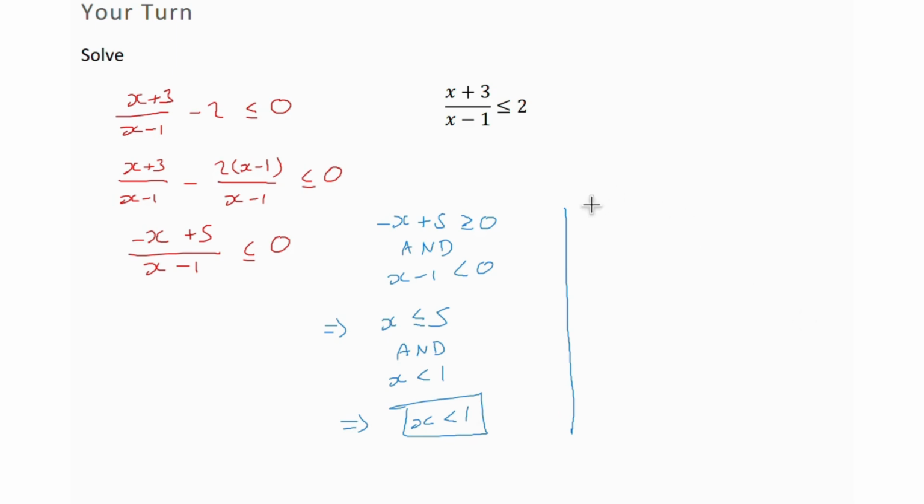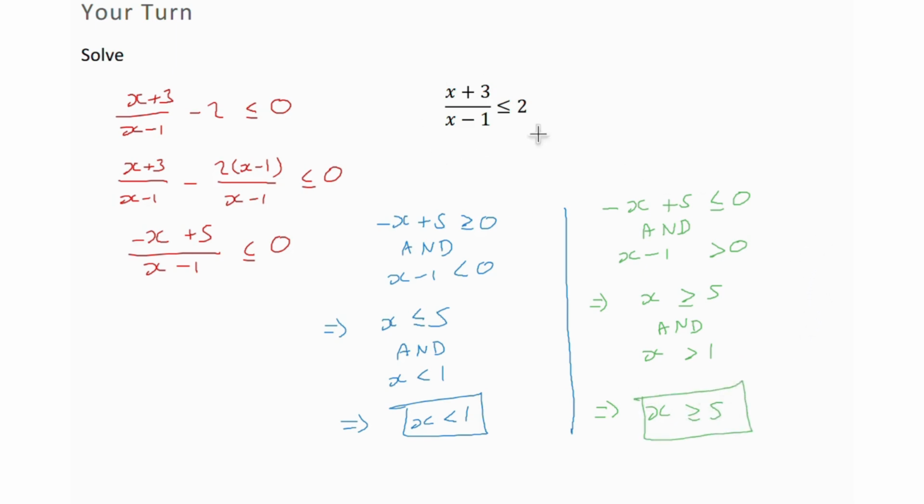Let's see if there's any more to this solution. We could also have the case where -x + 5 is less than or equal to 0. But that means if that is negative, then the denominator, x - 1, is going to have to be positive. Solving these two inequalities, we're going to get x is greater than or equal to 5 and x is greater than 1. Now, in this case, for both of these to be true, we have to have x is greater than or equal to 5.